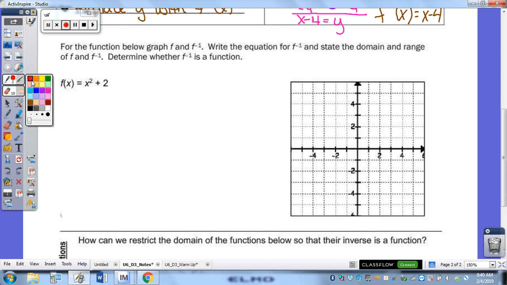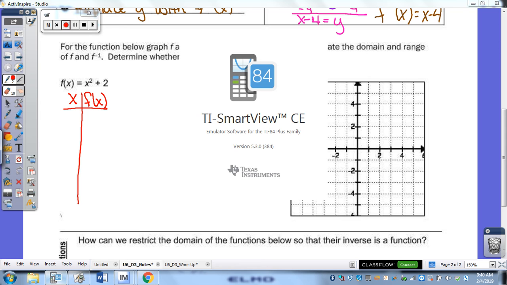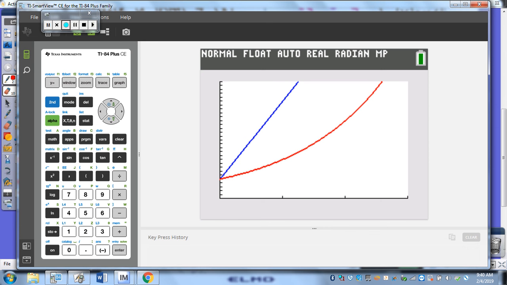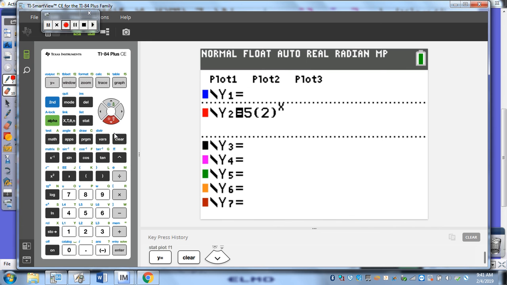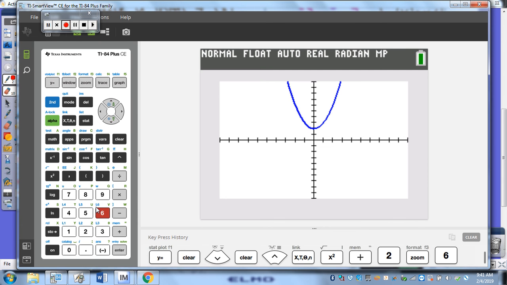So let's first graph the original function. So f of x equals x squared plus 2. Let's start with what we have. So let's go ahead, put that into our calculator. Let's get a table of values. Get my calculator to open up there. This one's going to be a parabola because it's got that x squared term in it. I'm going to clear out what I have there. So I want x squared plus 2. I'm going to hit zoom 6. See, there's our little parabola shape.